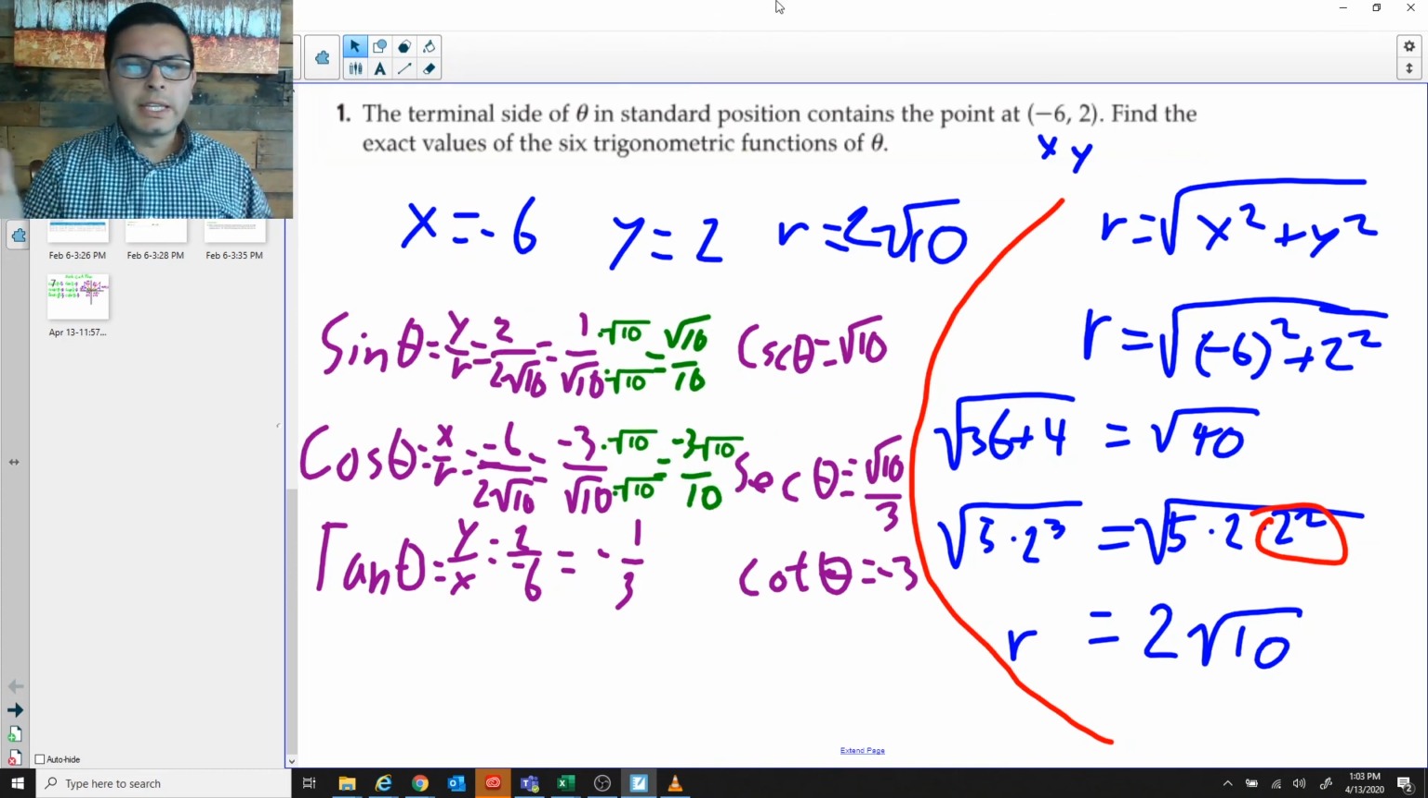Everything was kind of bleeding into each other, so I moved everything over a little bit, and these are our final answers. Our sine of theta, square root of 10 over 10. Cosine of theta will be -3 square root of 10 over 10. Tangent of theta is going to be -1/3, and our cosecant, secant, and cotangents are just going to be the reciprocals of all of those.